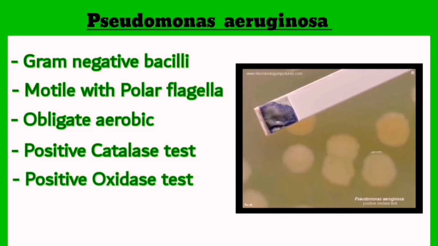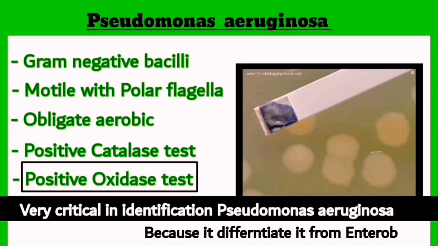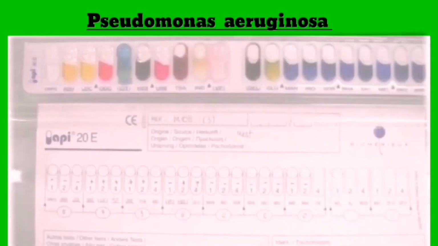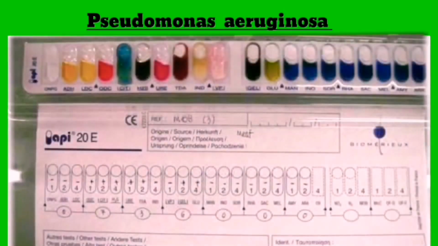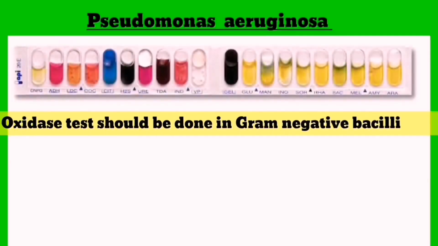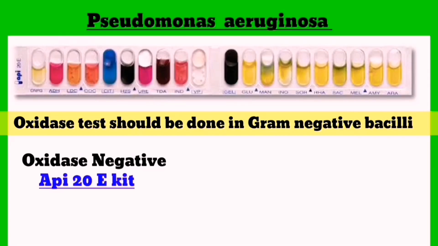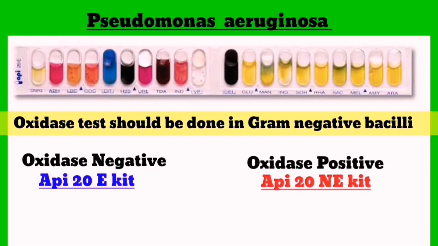The oxidase test in particular is critical to identifying Pseudomonas aeruginosa and differentiating it from the Enterobacteriaceae family, the largest family of gram-negative bacilli, which contains E. coli, Salmonella, Shigella, Klebsiella, Proteus, and more, over 100 species in total. Because of this, we do the oxidase test before using API biochemical tests to determine whether it's Enterobacteriaceae or not. This allows us to determine whether to use the API 20 Enterobacteriaceae kit or the API 20 non-Enterobacteriaceae kit.